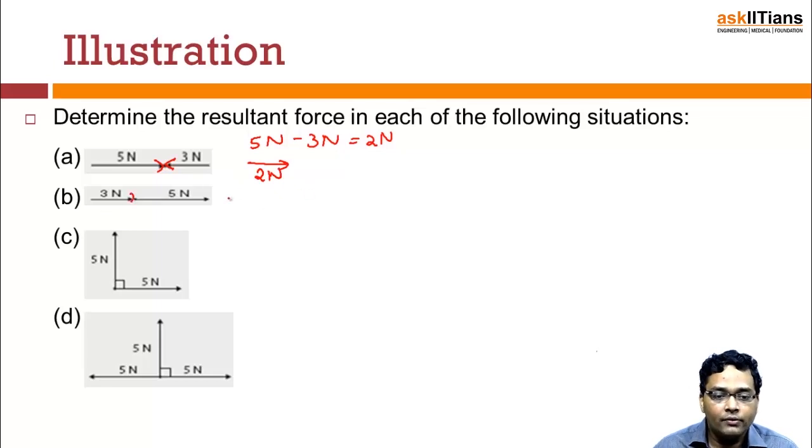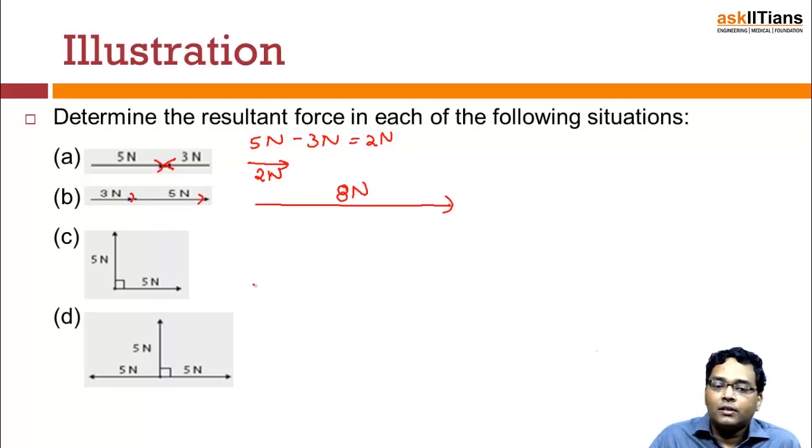Here you have 3 Newton, 5 Newton, both are acting in the same direction. So both the vectors are going to be added up. So it's going to become 8 Newton, that is 3 Newton plus 5 Newton gives you 8 Newton towards the right. Now in this particular case, you have 5 Newton going to the top, 5 Newton going towards the right. So what you are going to do, you will have a resultant. How will you find out the resultant? You're just going to join the sides, so it's going to form a square. So the resultant is going to be along the diagonal, body diagonal, and its value is going to be how much?